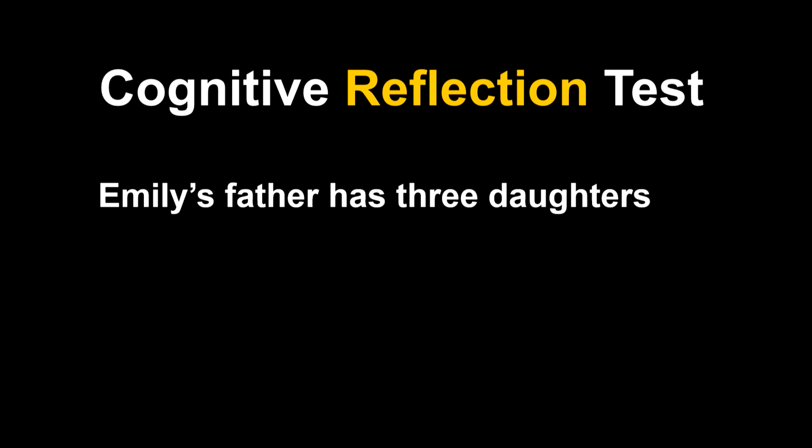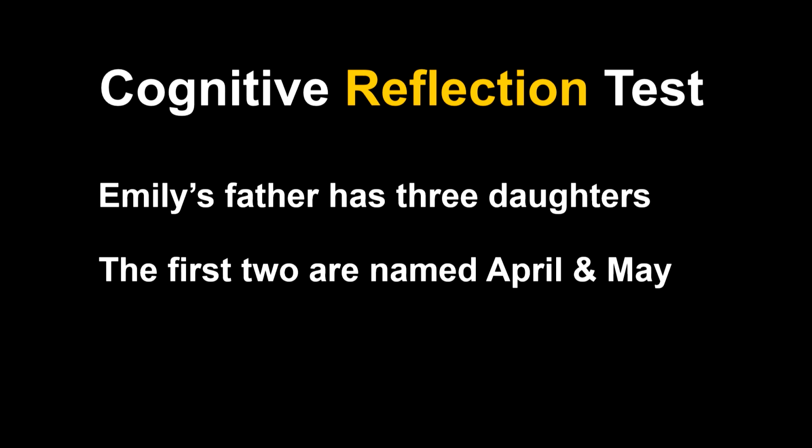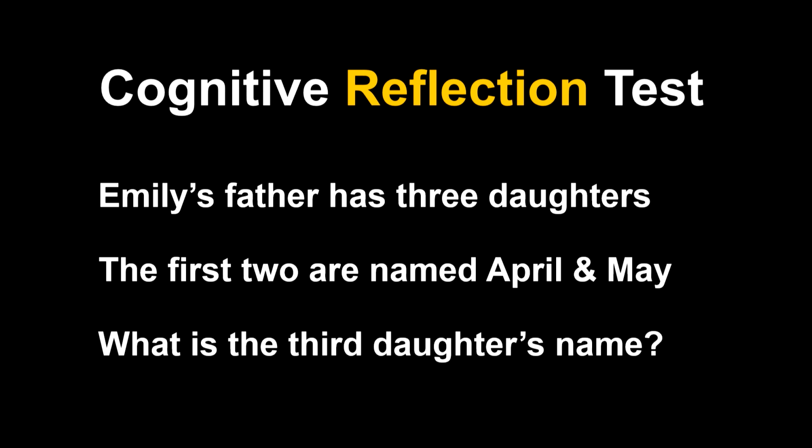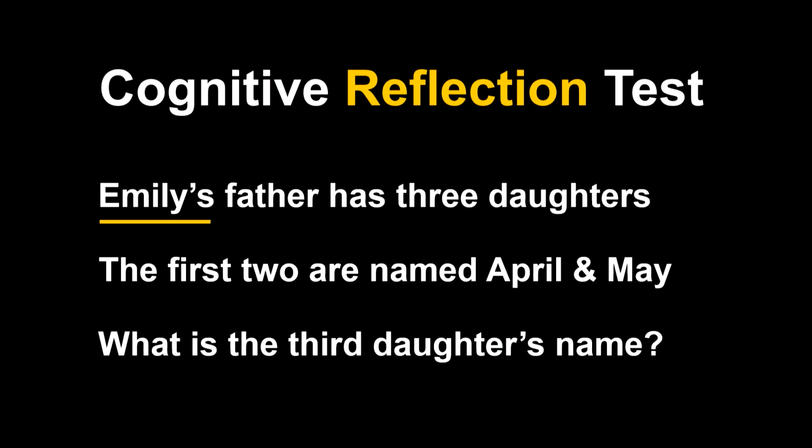Emily's father has 3 daughters. The first 2 daughters are named April and May. What is the third daughter's name? For most of our participants, June comes immediately to mind. They might just write it down and keep going, or they might stop and think for a second and realize, oh, actually, the answer must be Emily.